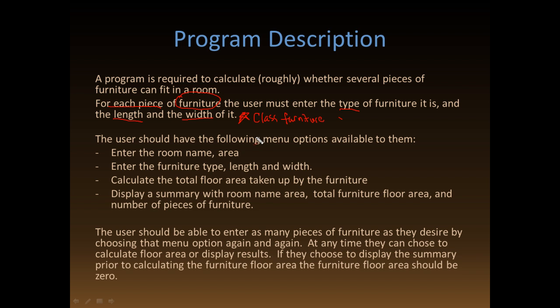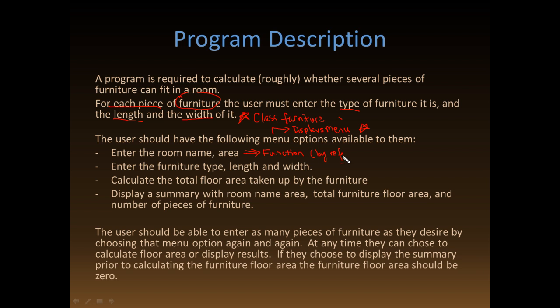And okay, so then the user should have the following menu options. So if I'm going to have a menu, it's probably wise to have a function that just displays the menu and returns the user's selected option to the main program. So I would make that a function. That's another thing. The user should have the following menu options: enter the room, name, and area. That would be another function.